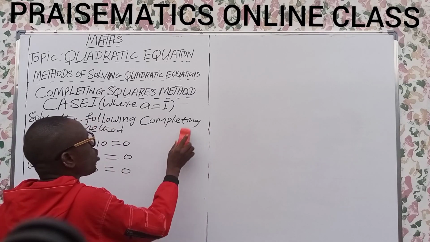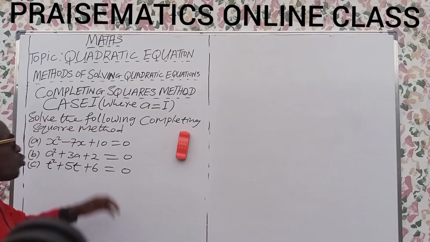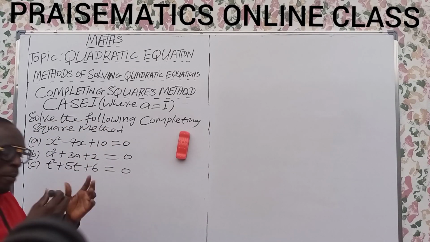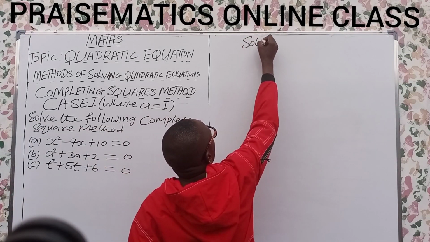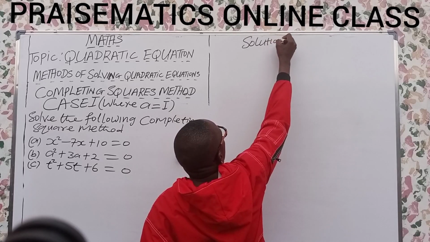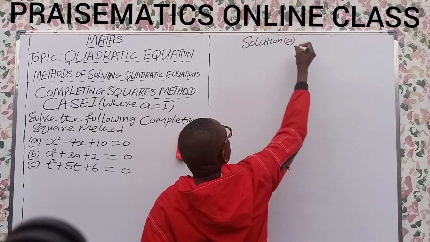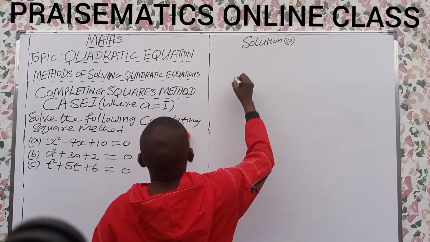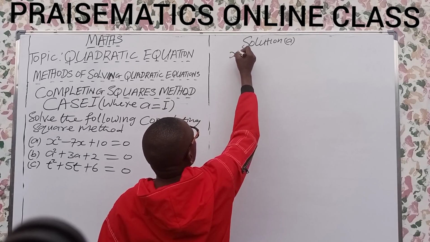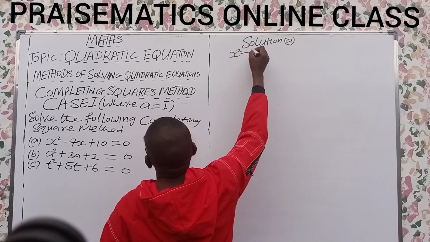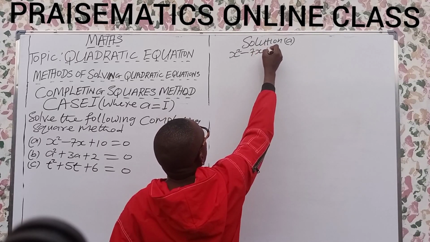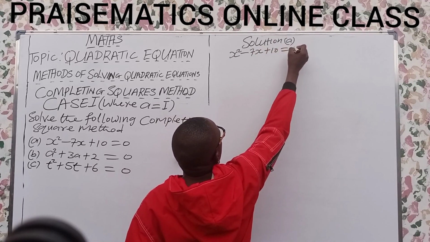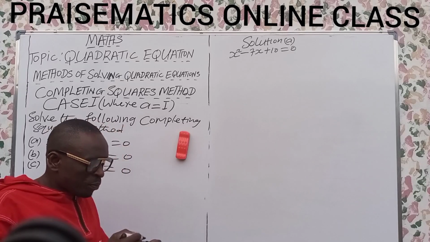But the condition here is that we are going to use what? Completing square method. Solution A. Now, the question given is that we should use completing square method to solve x squared minus 7x plus 10 equals 0. How do we solve this?